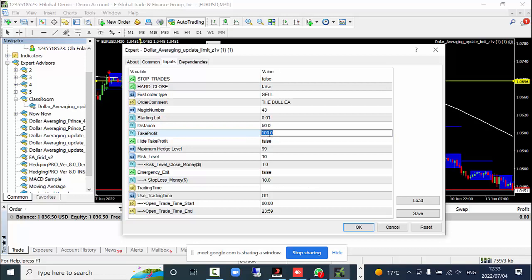Then take profit. In this take profit, in my own thinking, why can't the take profit be half of my distance, 25 pips? If you know the way my market behaves, it can come down 25 pips and still go back against me 50 pips. But the first time it comes down 25 pips, it gives me $2.50 and places the trade again.